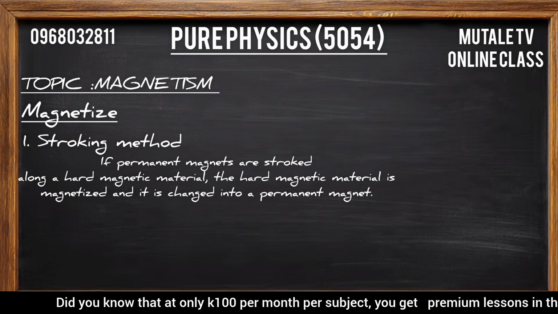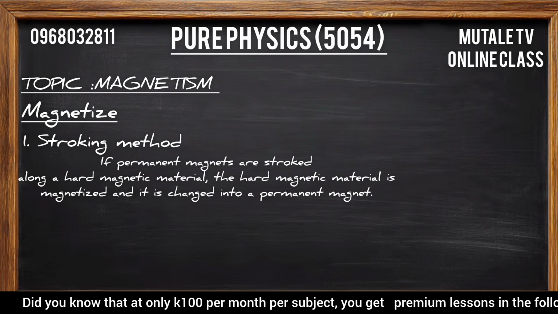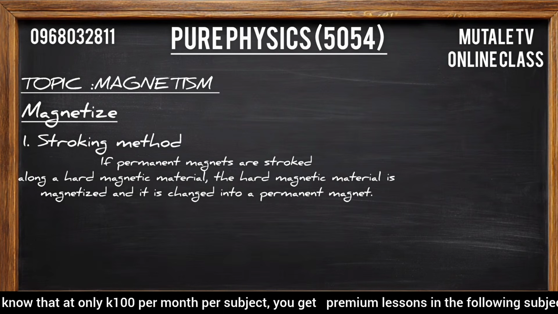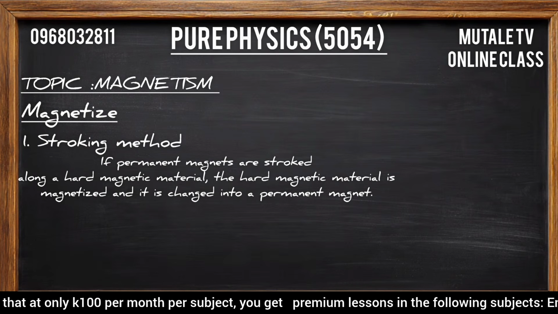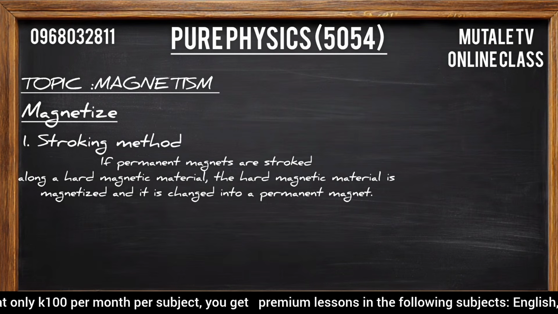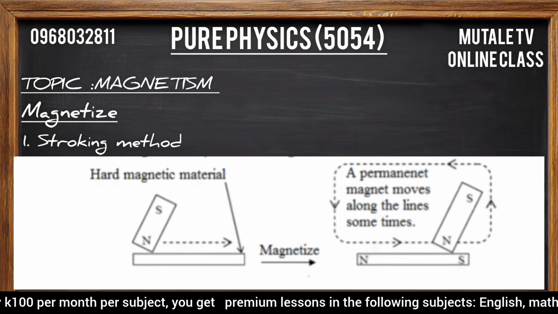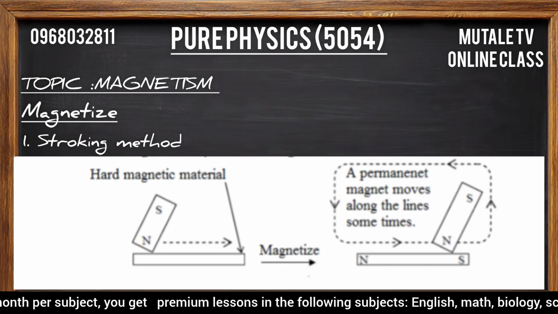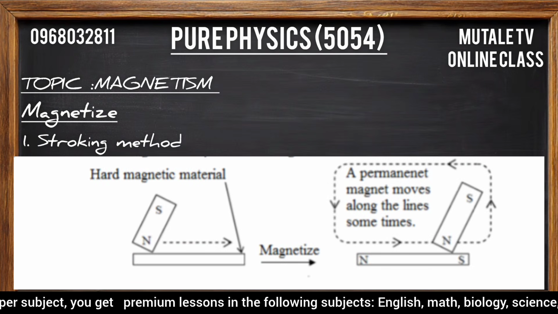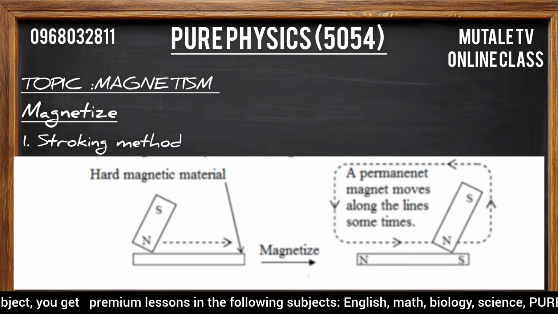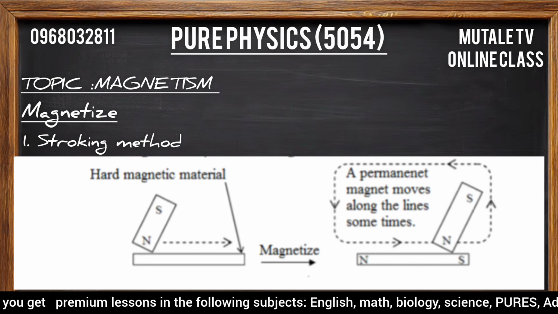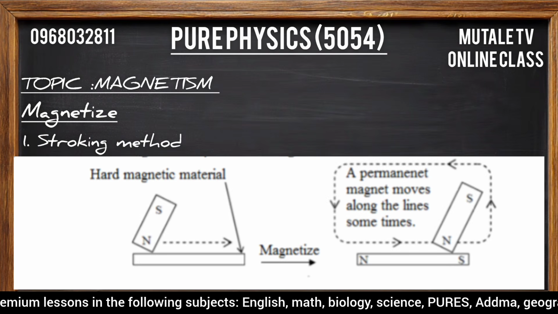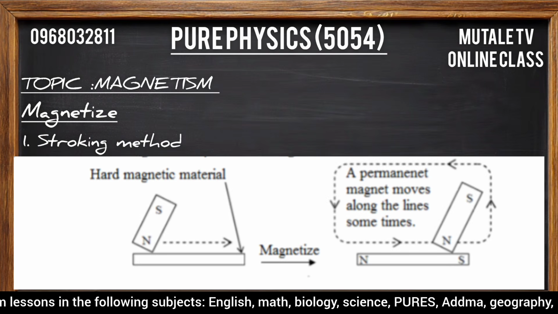If a permanent magnet is stroked along a hard magnetic material, the hard magnetic material is magnetized and changed into a permanent magnet. If you look at the diagram, you need to move the permanent magnet in the anti-clockwise direction, so that by the time you finish making a 360 degree turn, that hard magnetic material becomes a permanent magnet as well.